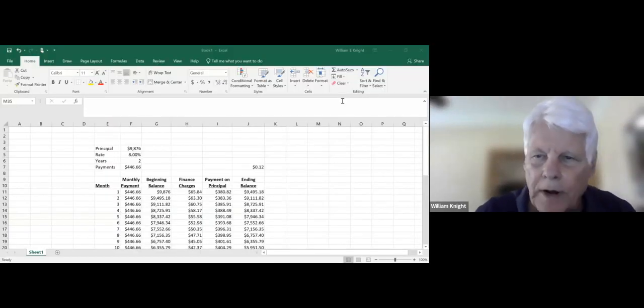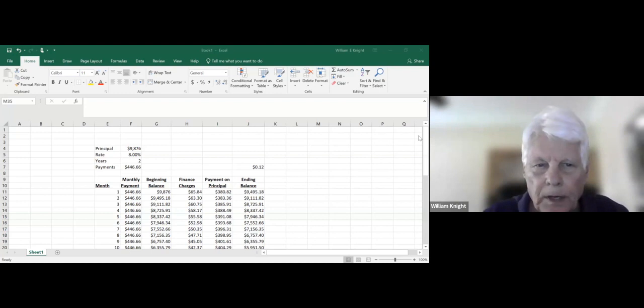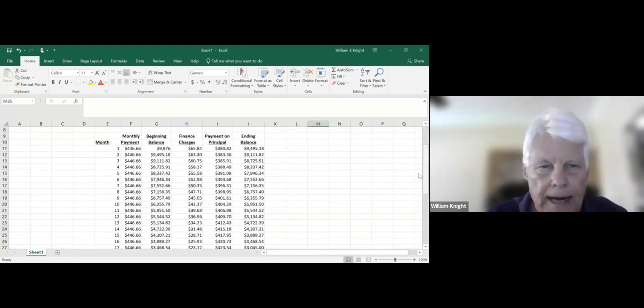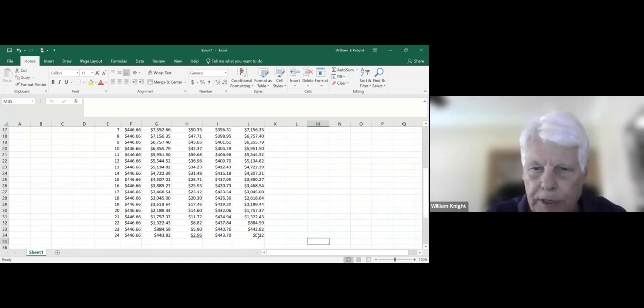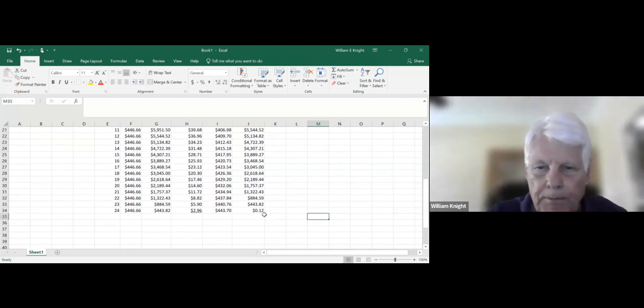Here's where we left off in our last video. We found that the monthly payment for our declining balance loan that gets the ending balance in period 24 as close to zero as possible is $446.66 per month. Now, once again, in period 24, that last payment, you're going to have to pay $446.78 in order to pay off that last 12 cents.